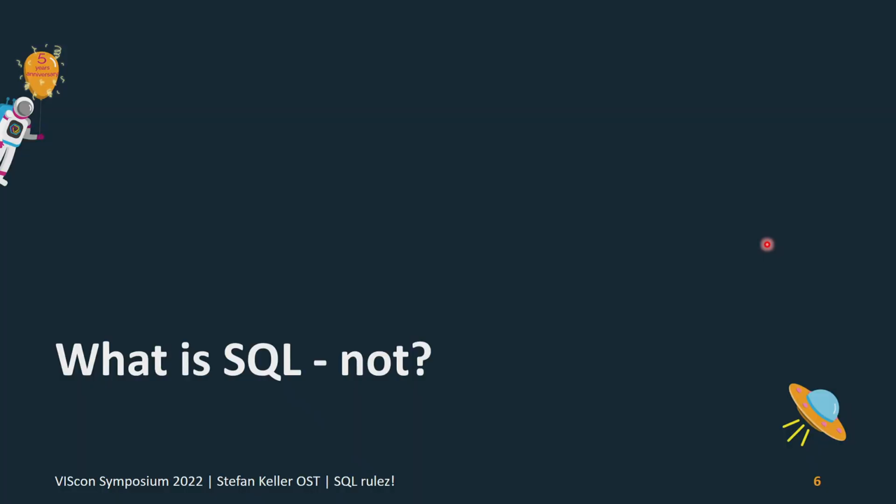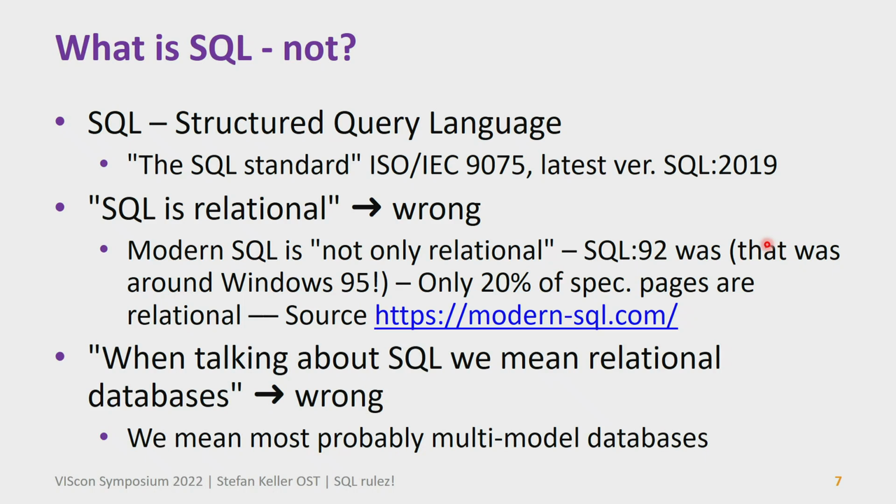So what is SQL not? SQL is short for Structured Query Language. The SQL standard is an ISO standard. It can be downloaded, actually, which has not been the case many years before. The latest version is SQL from the year 2019. I emphasize this because when people say SQL is relational, that's plain wrong. Modern SQL, that's not my own notion. That's also from Lukas Eder, for example, from Switzerland. Modern SQL is not only relational.